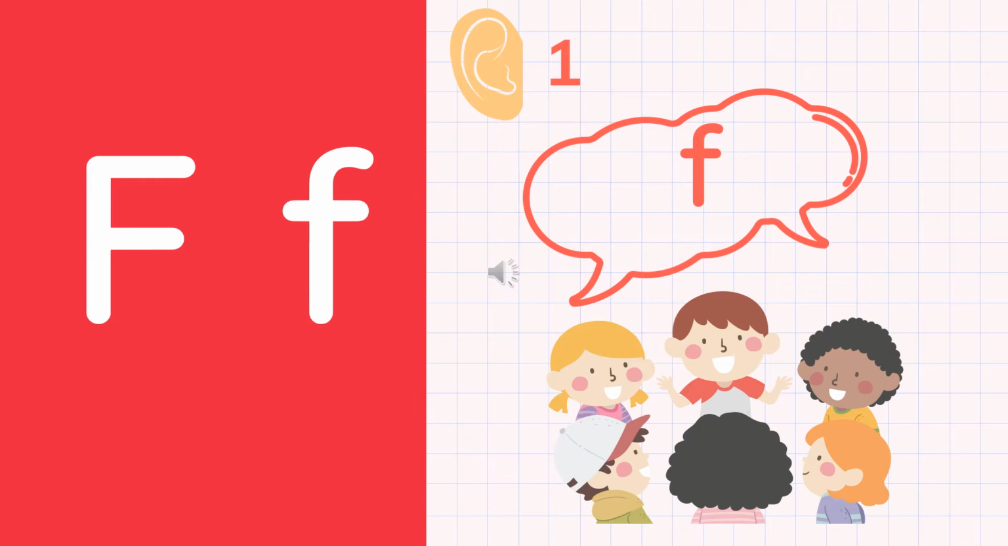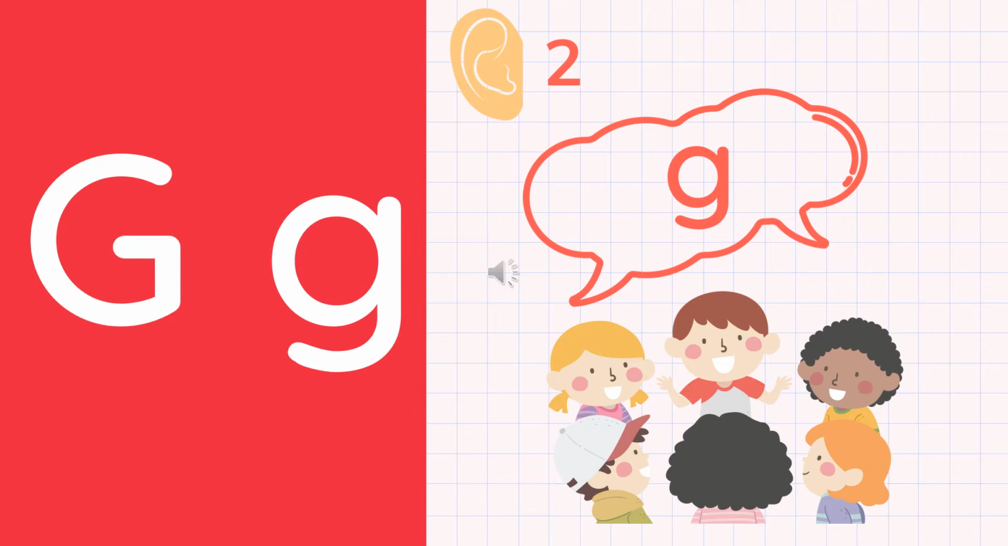This is the letter G. The letter G has two sounds, G, J. Please repeat after me, G, J.